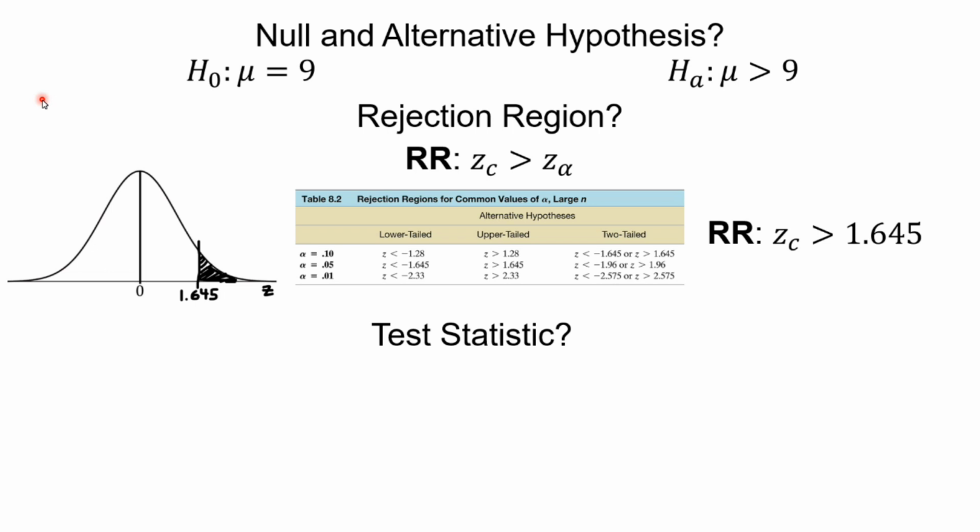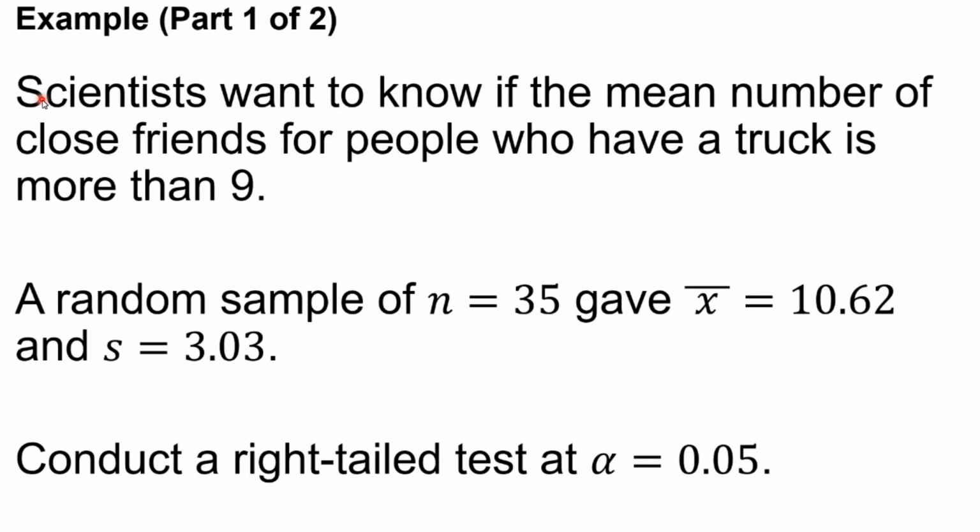What about the test statistic? That's what we have to calculate now. We're going to standardize the x bar we found in the problem. The x bar we found in the problem was 10.62. Clearly 10.62 is more than 9.